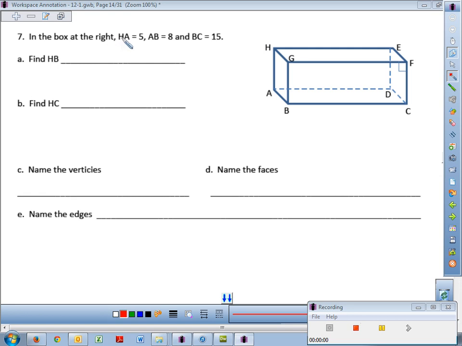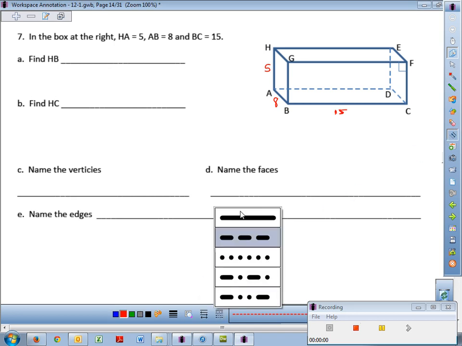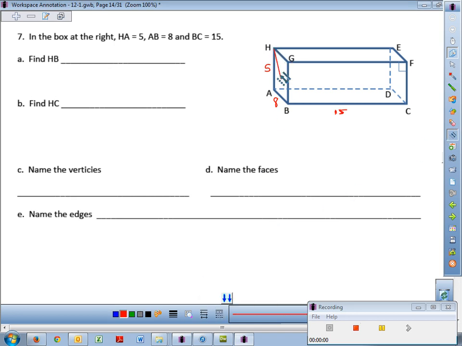It says in the box at the right, the distance from H to A is 5, so put that in your picture. Distance from A to B is 8. Put that in your picture. And distance from B to C is 15. Very handy to put information in the picture. It says find the distance from H to B. Let's draw that in with our straight edge. Distance from H to B.